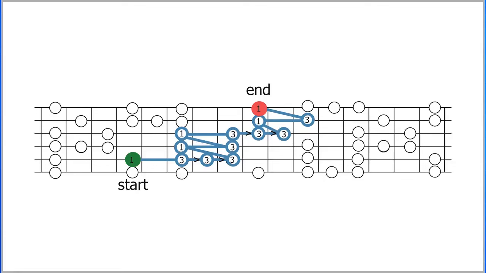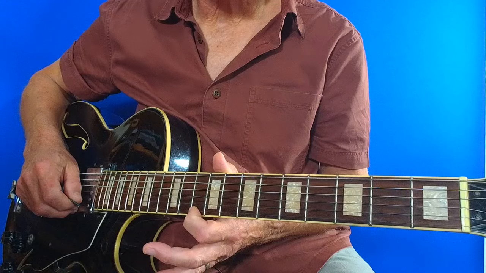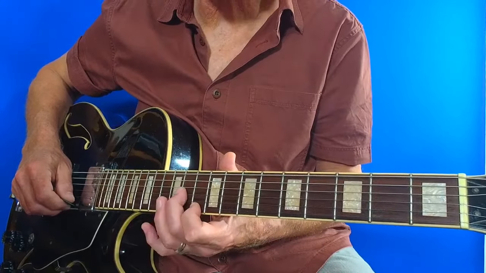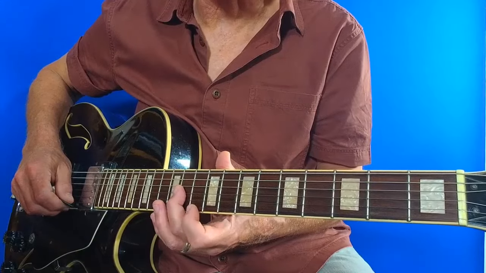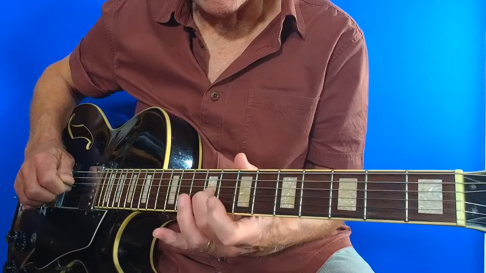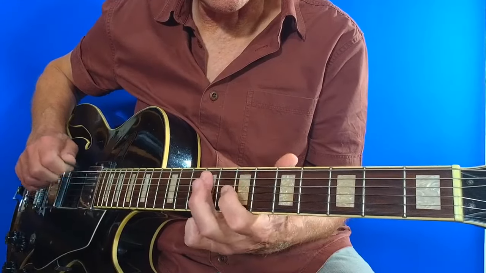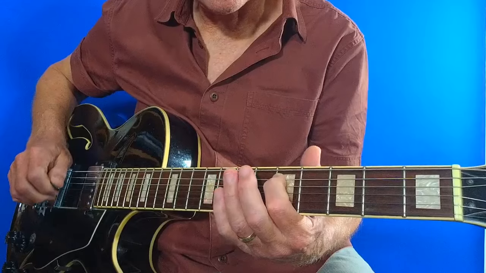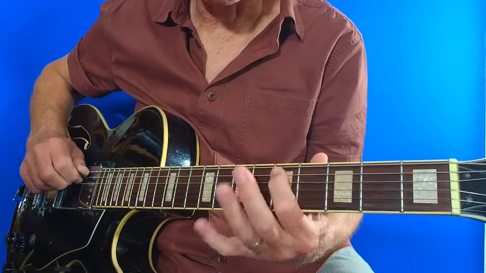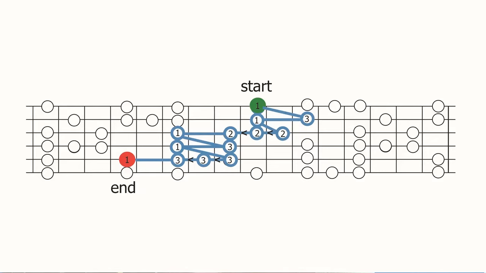Here's the diagram for this one. On the descent, we follow the same path, but I tend to use my 2nd finger to slide down the traffic light notes on the 3rd string. Here's the diagram for this one.